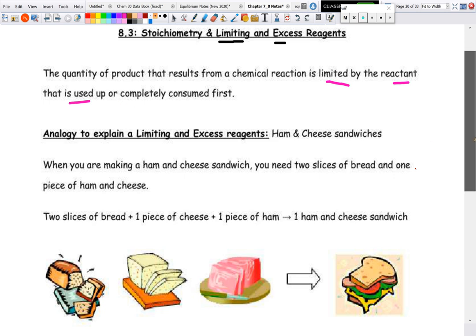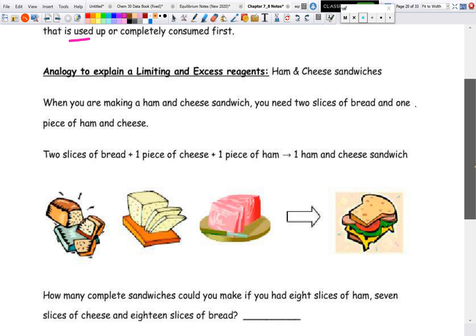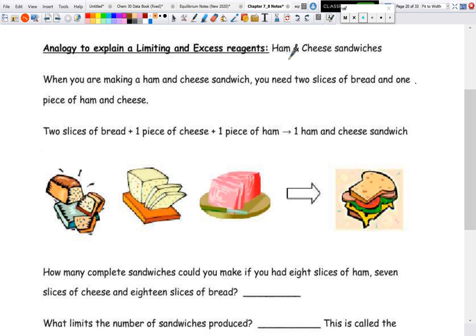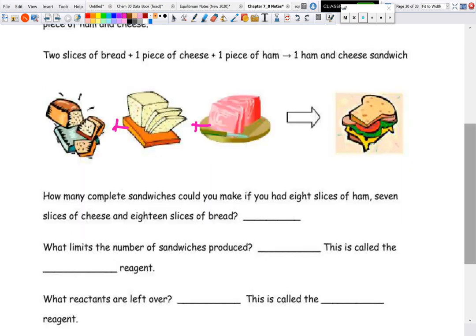The analogy we like to use to explain this one is if you're making, in this case right here, a ham and cheese sandwich. So for example, if we need 2 slices of bread, 1 piece of cheese, and 1 piece of ham to make one complete sandwich, and the question asks how many complete, keyword here is complete, sandwiches can we make if we had 8 slices of ham, 7 slices of cheese, and 18 slices of bread.